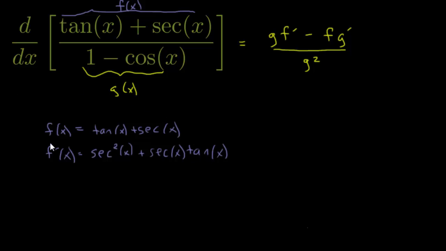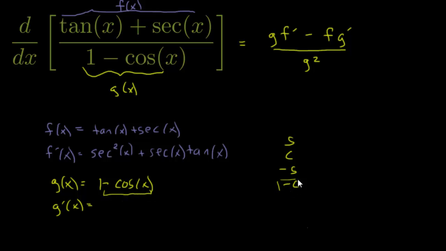Alright, let's go ahead and do g. We said g of x is 1 minus cosine. And so g prime, well, the derivative of 1 is 0, and the derivative of negative cosine, again, you can go off to the side and say s, c, negative s, negative c. So the derivative of negative cosine, which is this piece, goes up back to sine. So g prime is actually going to be a positive sine x. Alright, so we're good now. We can start the derivative.